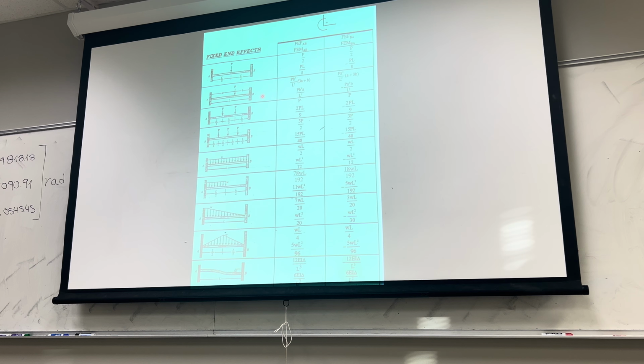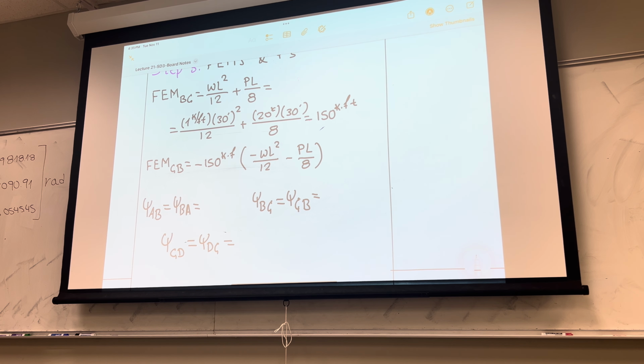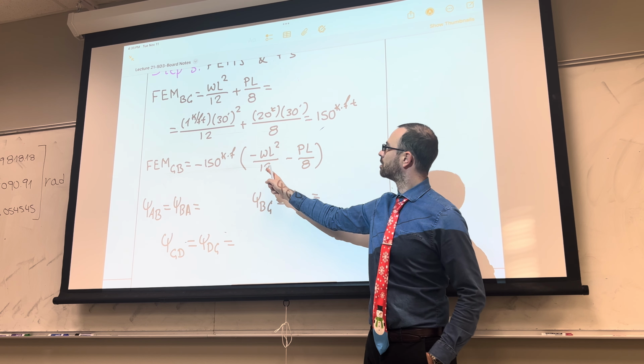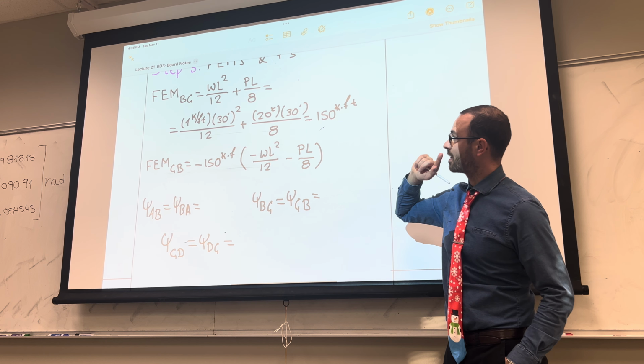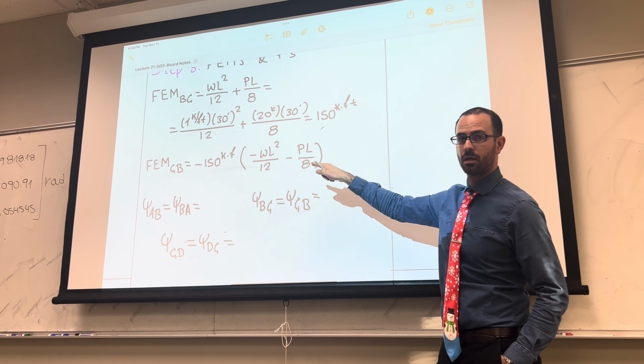Yes, but can we go back to the other sheet? Not this sheet, the one that we're working on. The notes? Yes. In the FEM CB, we take the 150 and we put it negative because it's on the other side, right? But then do we multiply it again by that, or is that just saying we did this again, just negative? FEM CB equals 150. Are we multiplying that by negative WL squared?